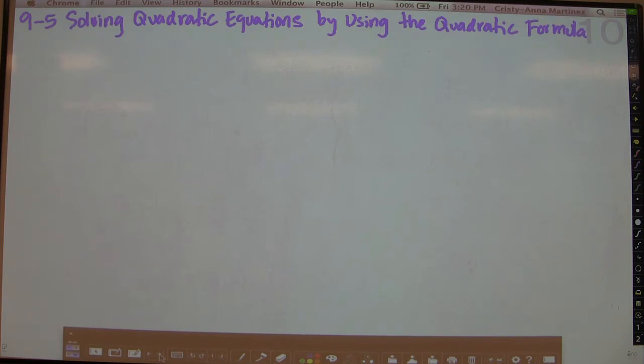Now in our previous lesson we learned how to complete the square. Well, I will tell you that the quadratic formula comes directly from the completing the square process. So I'm going to spend a few minutes right now deriving the quadratic formula for your viewing pleasure.